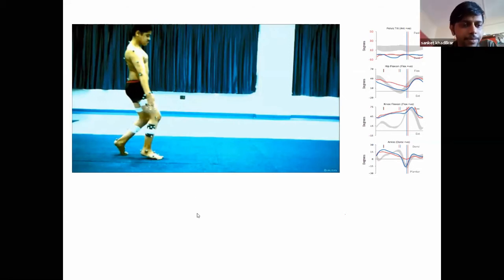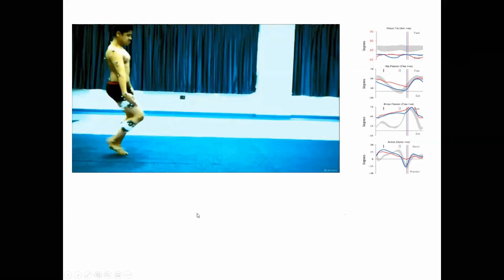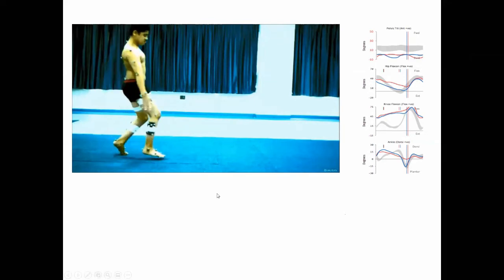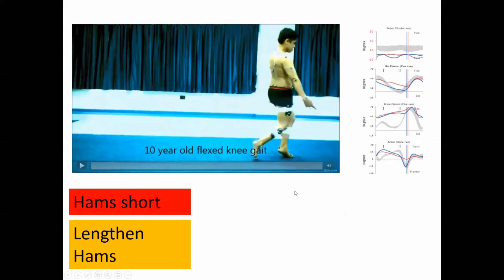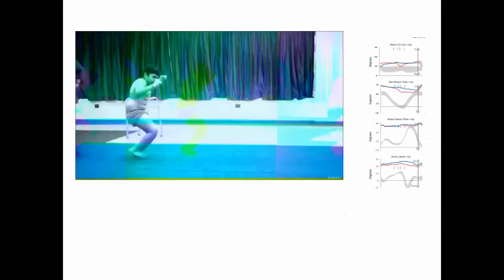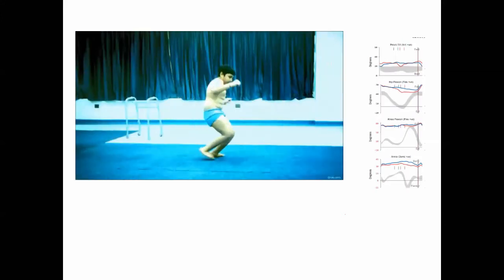Right. So here the hamstrings are short. This child had no spasticity, fixed hamstring shortening, no knee flexion deformity, and lengthening the hamstring was the treatment in this child. Now, if you see this child, he's also walking on toes. He's also in crouch gait.